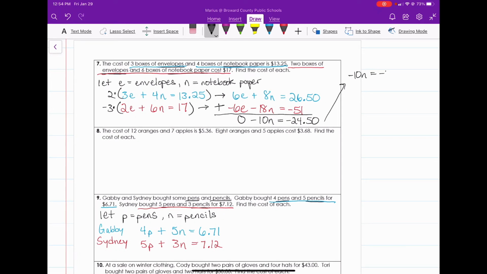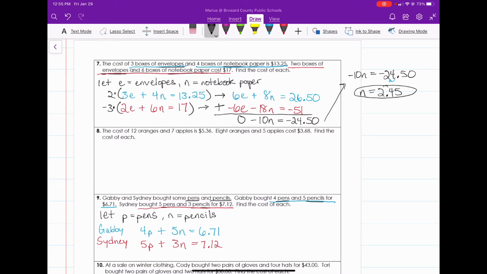equals negative 24.50. And to solve for n, we're going to divide both sides by negative 10. A negative divided by a negative is a positive. And when you divide a number by 10, you essentially move the decimal to the left, okay, one time. So if I move the decimal to the left one time, my final answer is going to be n is equal to positive 2.45. And I'm going to circle that.